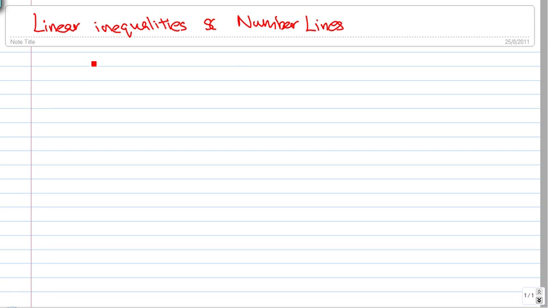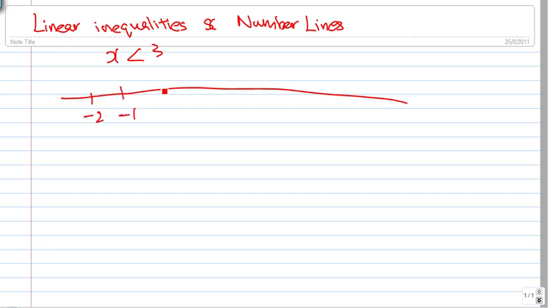Alright, we've spoken about the gist of inequalities, but we haven't really spoken about number lines. Now, a number line can be used to illustrate the solutions of linear inequalities. So let's say you have x is less than 3. Now you've got a number line. Say it is -2, -1, 0, 1, 2, 3, 4, 5.